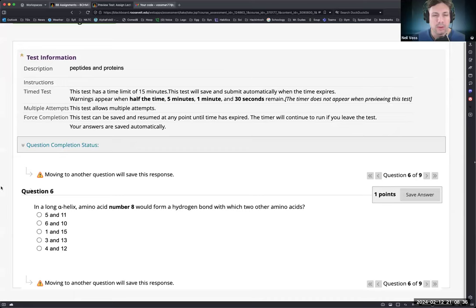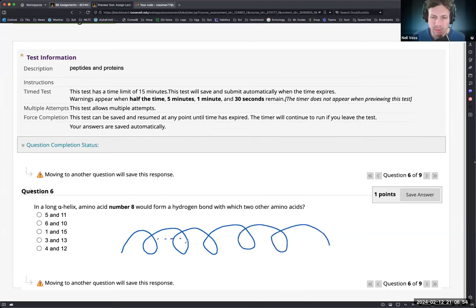On the alpha helix, amino acid number 8 would form a hydrogen bond. Well, this is what we talked about in class. So we have an alpha helix, right? And remember, it forms these backbone hydrogen bonds. Well, one will form a hydrogen bond with number 5, which will then form a hydrogen bond with number 9, which will then form a hydrogen bond with number 13, right? Two will form with 6, 10, 14.